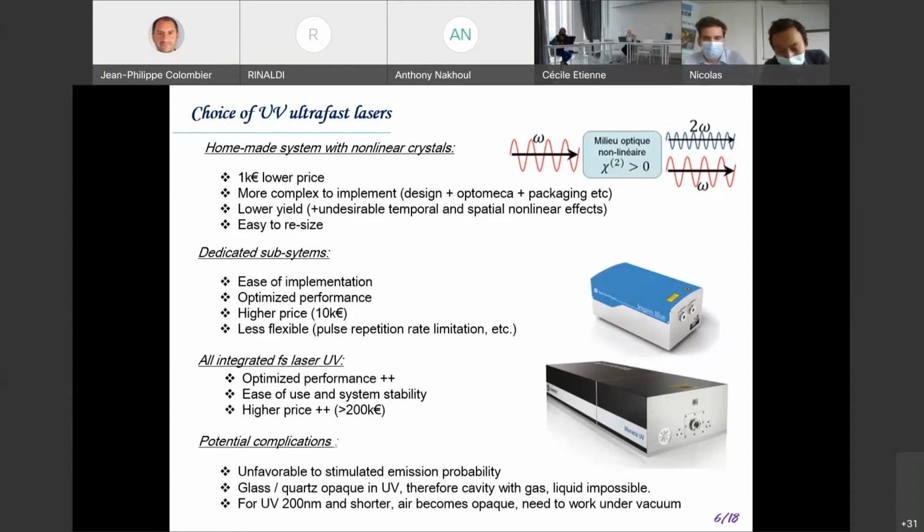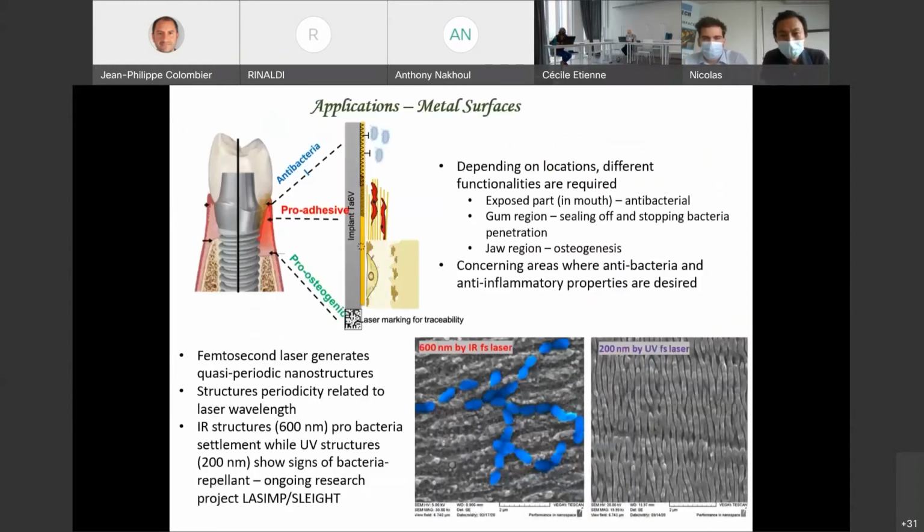Okay, thank you. So those first two sections are the facts, and now I just want to share with you a couple of small examples, and we can start with UV ultrafast laser pulses interacting with metals.